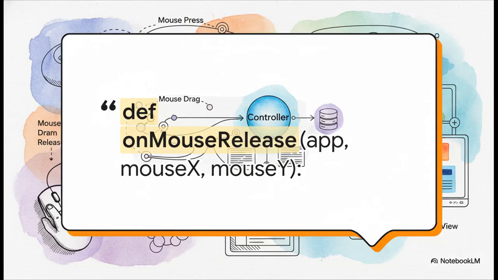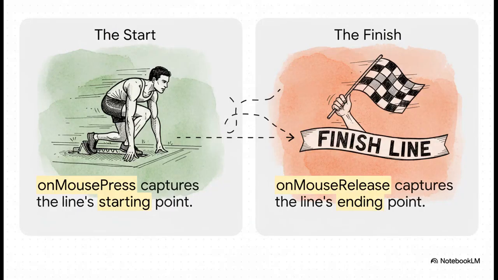Of course, every press needs a release. So to balance out onMousePress, we've got its partner, onMouseRelease. This function gets called the second you let go of the mouse button. And just like onMousePress, it gets the app object and the coordinates of where your mouse was when you let go. Looking at them side by side like this makes it super clear, right?